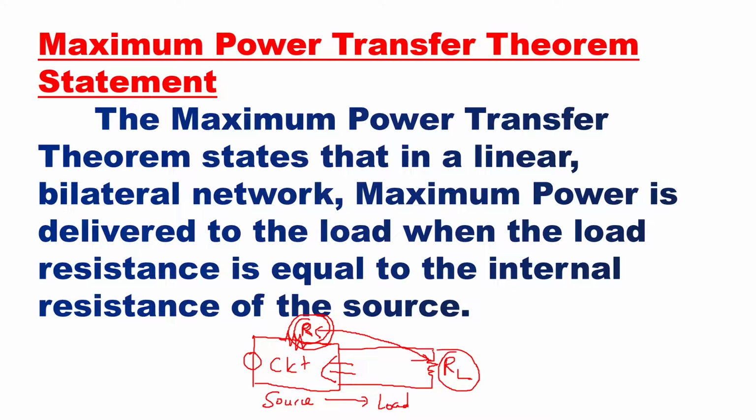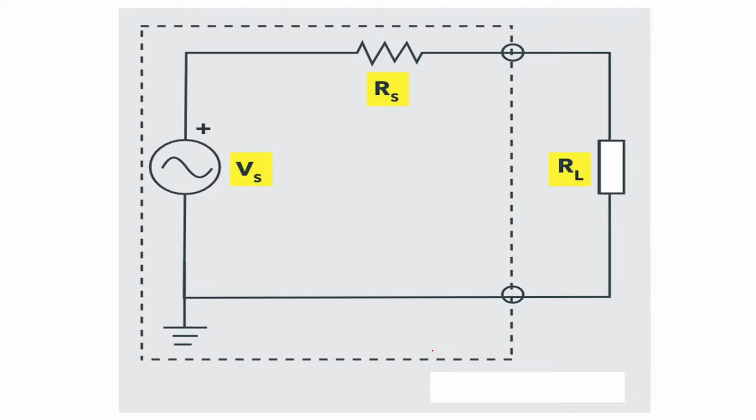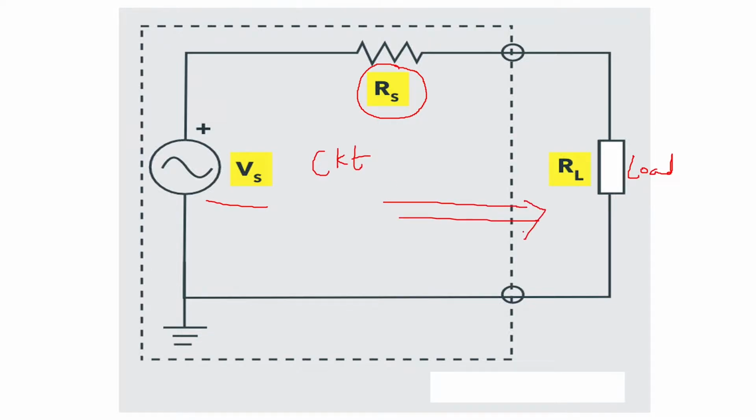Let's see this circuit again, and here we have shown a simple source. This is the source of the circuit. This is the effective resistance of the source, that is the effective resistance of the circuit, and here is the load. Now we can say that maximum power from this circuit can be delivered to the load only when the effective resistance of the circuit, or the internal resistance of the source, is equal to the resistance of the load.